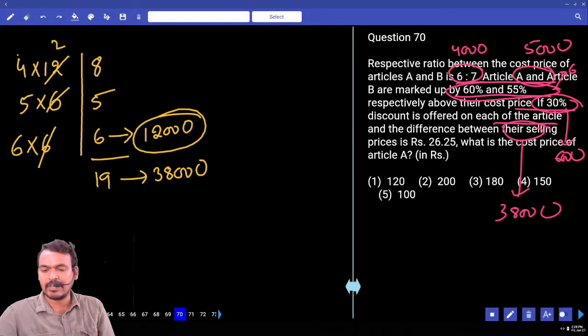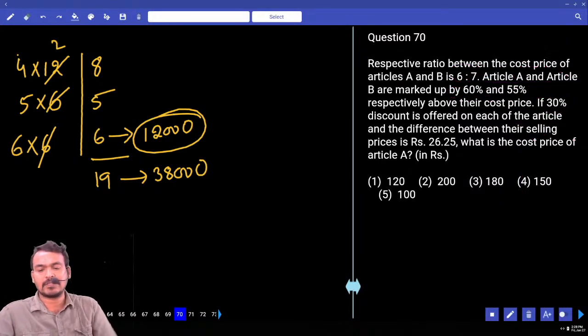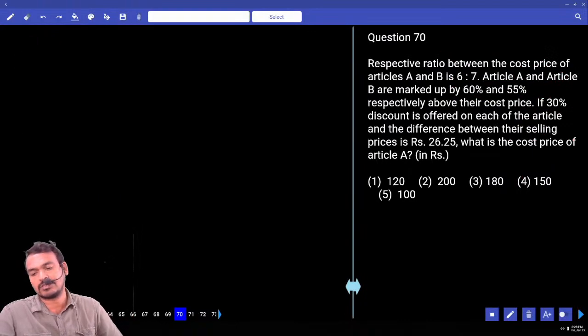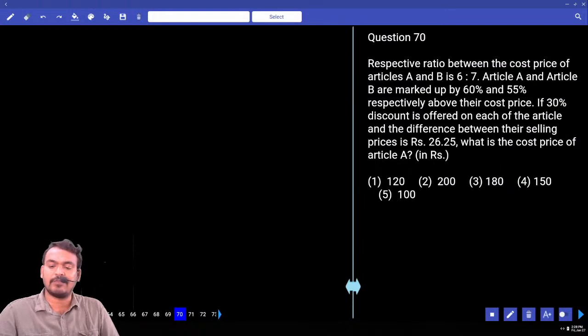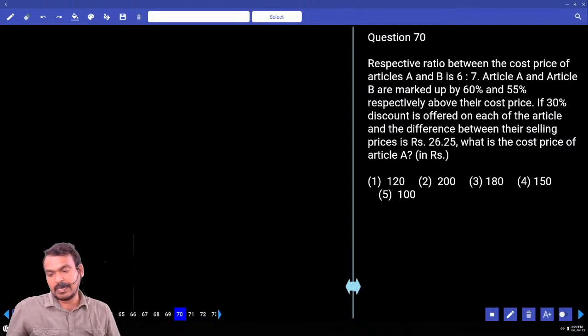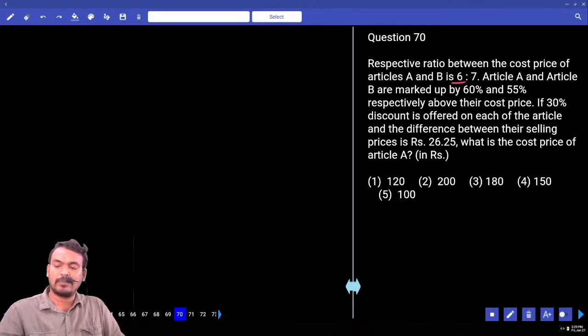Next, question number 70. The respective ratio between the cost prices of articles A and B is 6:7. Article A and Article B are marked up by 60% and 55% respectively above their cost price. If a 30% discount is offered on each article, the difference between their selling prices is 26.25. What is the cost price of article A? Here we require the cost price of article A. Article A's cost price is how many parts? 6 parts.